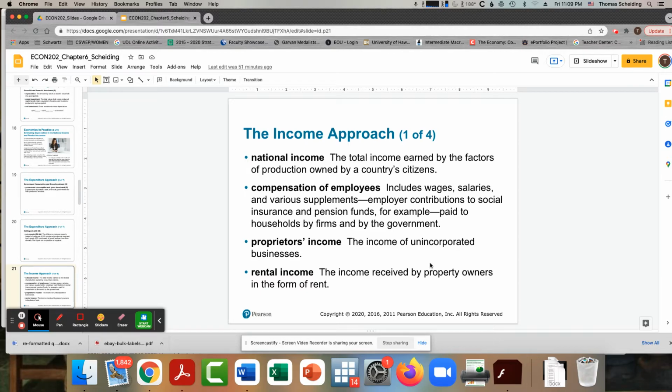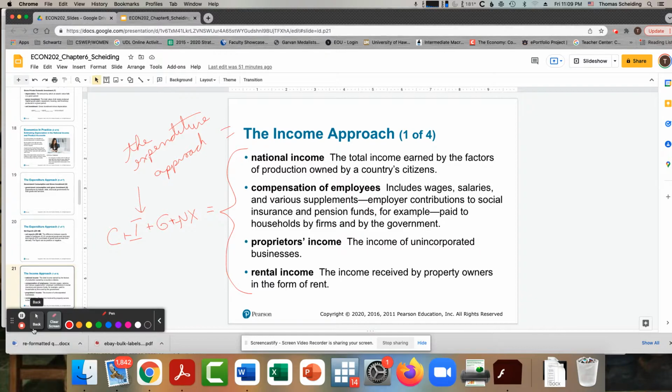So remember that the income approach gets us the same number as the expenditure approach. And the expenditure approach, again, is consumption plus investment plus government spending plus net exports. That number is equal to this: adding up national income plus compensation of employees plus proprietors' income plus rental income.